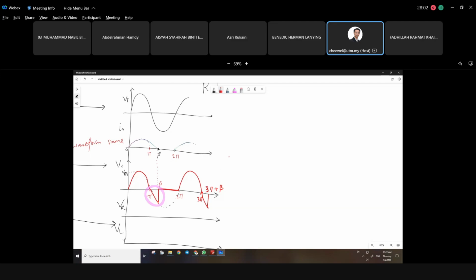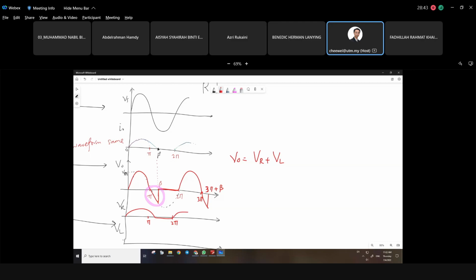This is the total, remember? V out is the sum of VR plus VL. So if you want to look individually at VR and VL, how do we plot the waveform? We always know that VR is just a constant resistance, so it will always follow the waveform of the current. So the current waveform is, where's the pi? And 2 pi. So it will stop at beta. Same waveform, 0, and repeat.